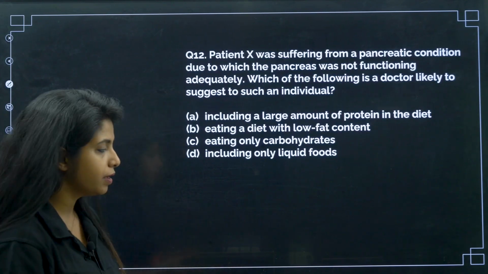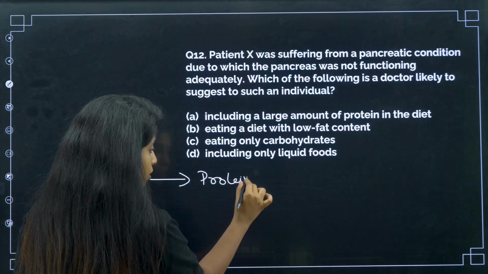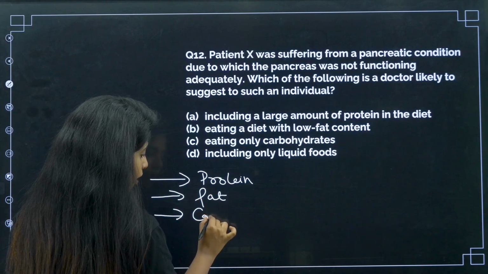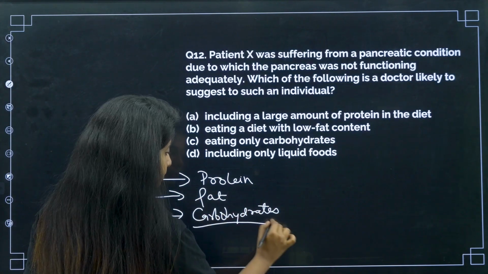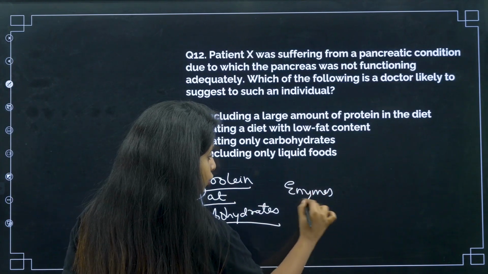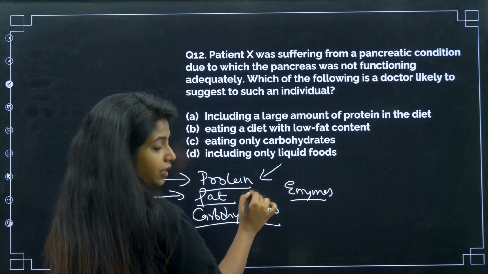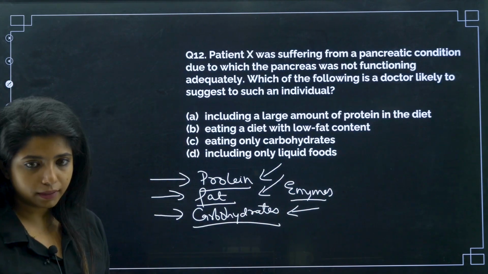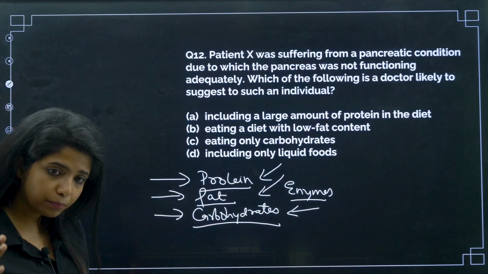Pancreas, I'll tell you, pancreas is the one that is going to break down lots and lots of proteins, lots and lots of fats, and lots and lots of carbohydrates as well. Each and everything will be broken down by pancreatic enzymes, my dear children. So, if pancreas is not working properly, this breakdown will not happen properly. It will happen, but won't be happening properly.